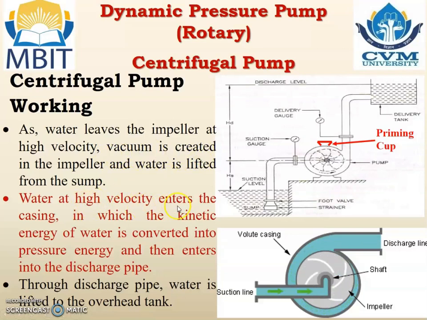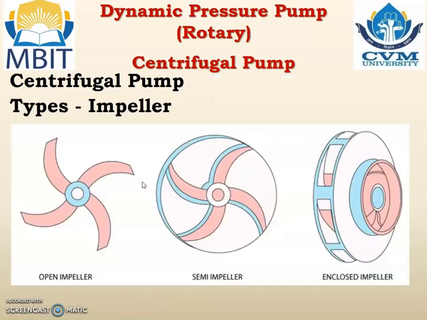Water at high velocity enters the casing, in which the kinetic energy of water is converted into pressure energy and then it enters into the discharge pipe. Through the discharge pipe, water is lifted to the overhead tank. So that is the working, how the centrifugal pump works.